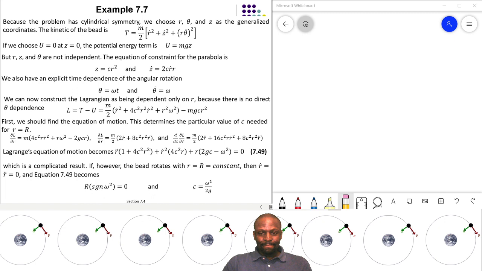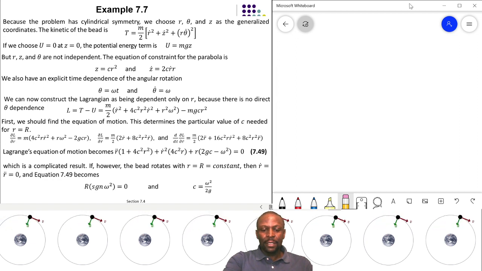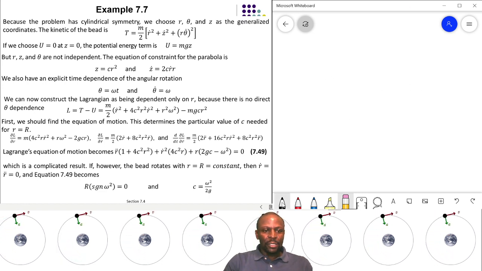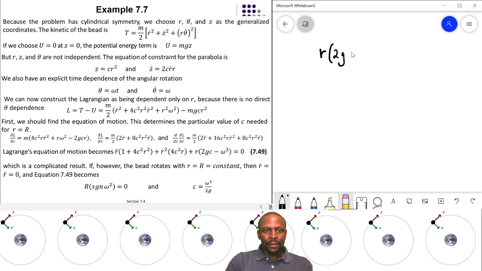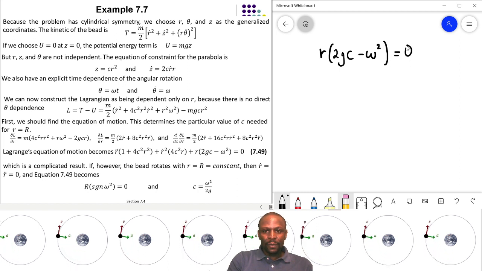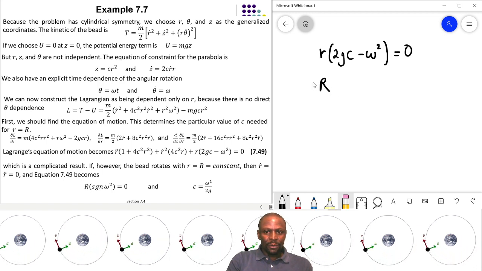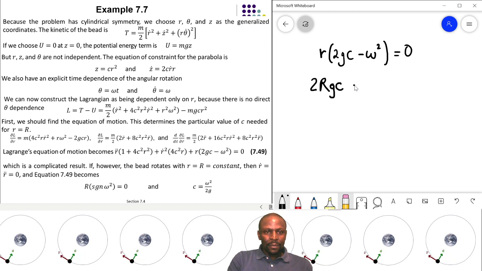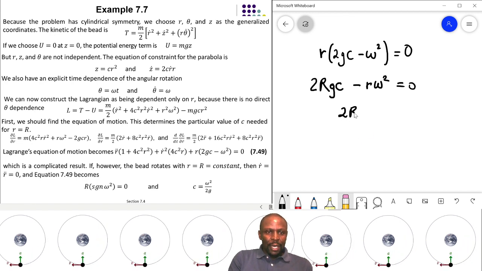Now, if that term, just one moment, I just want to make sure that I see that equation. Now, the equation that we are going to have is 2GC minus R omega squared is equal to zero. In that case, R is equivalent to big R. Therefore, we just have 2G times C minus R omega squared is equal to zero.